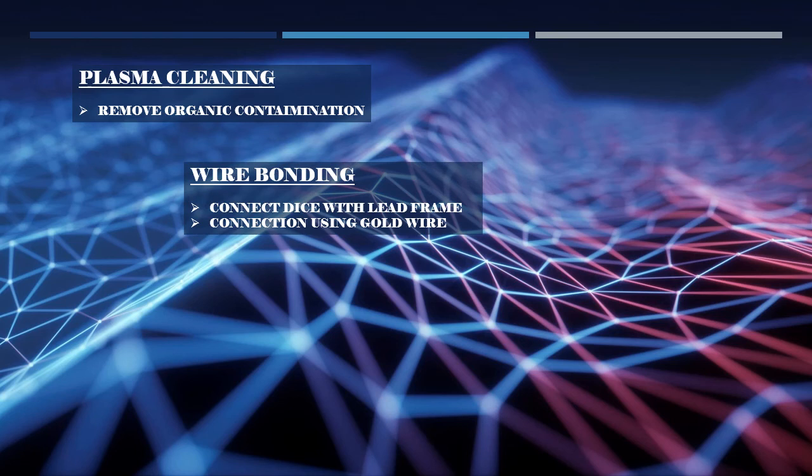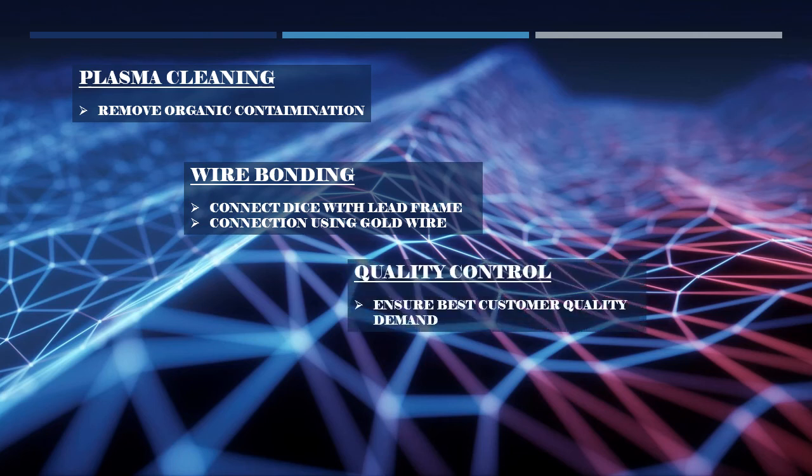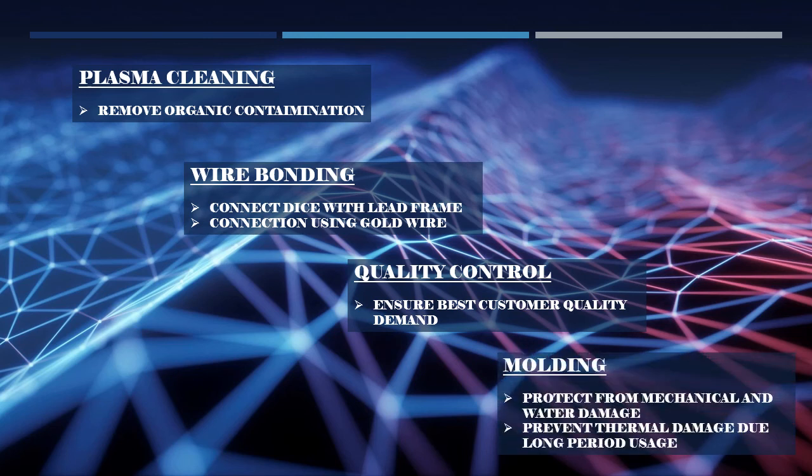Wire bonding. In this process, the dies and lead frame are connected by gold wire using a fully automated bonding machine. Next, quality control. This process is to ensure best customer quality demands. Okay, following up with the molding process. This is to protect the microchip from mechanical and water damage.